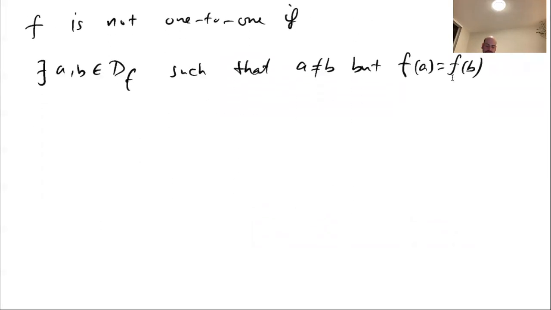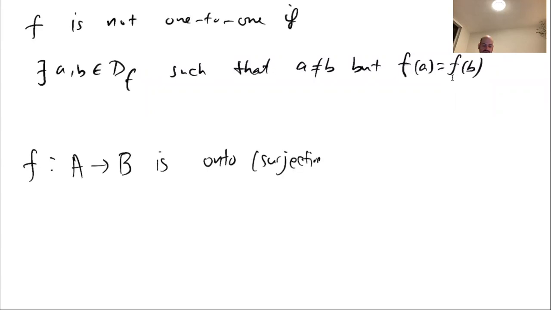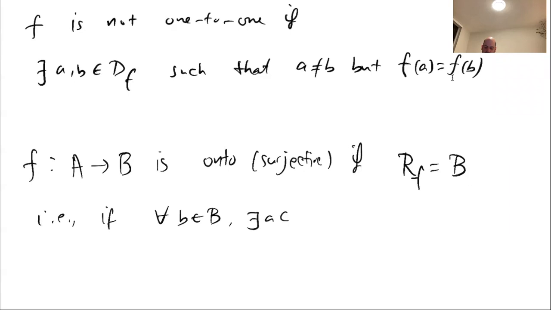you have to be able to conclude that a is equal to b. And for onto, so let's just say f, say from A to B, is onto or surjective if the range of f is equal to the codomain, which is B. And equivalently, what does this mean? I.e., if for every b in B, there exists, let's say, a in A, such that f of a is equal to b.